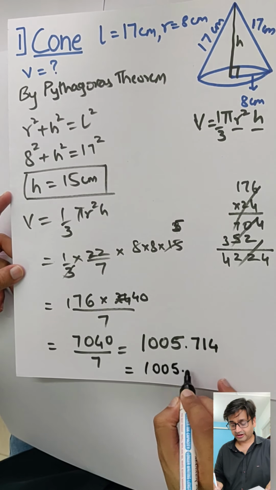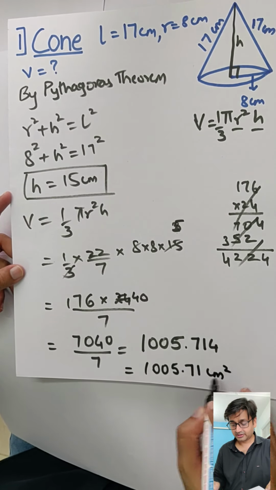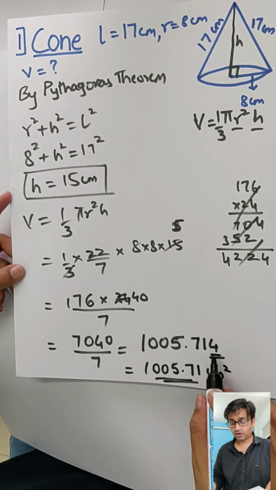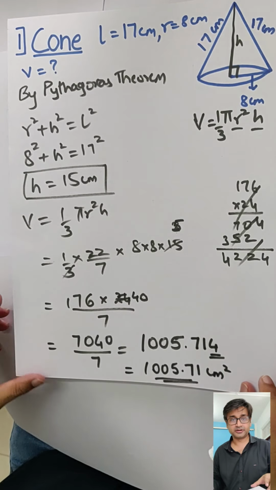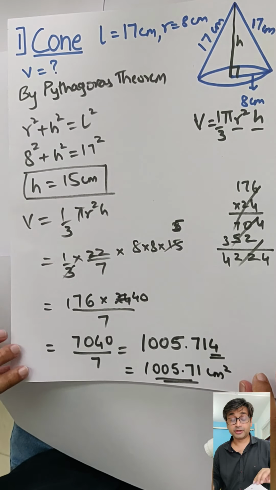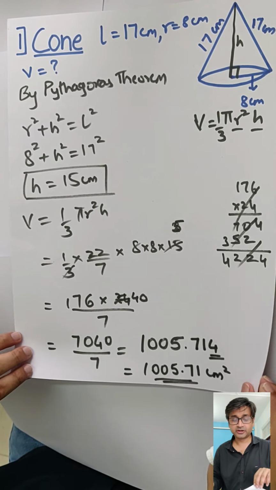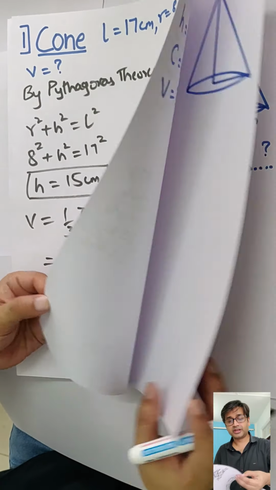So 1005.71 centimeter square. If this is 5 or greater than 5, you add 1. If this is less than 5, you eliminate. Alright, so you got the first one. How many got this on your own? Pat yourself. Great job. Let's go with the next one.